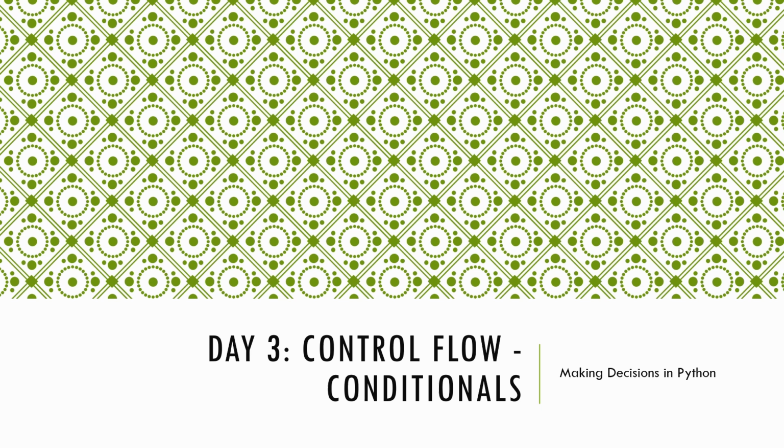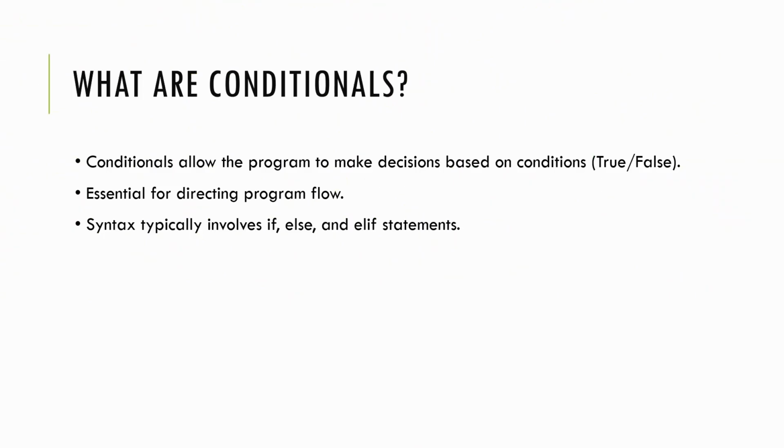Today we will be diving into control flow and focusing on conditionals, how to make decisions in your Python programs. Conditionals allow us to make decisions based on certain conditions in our programs. They help guide the flow of execution by determining which block of code should run. In Python, we use if, else, and elif statements to control the flow of our program based on conditions.